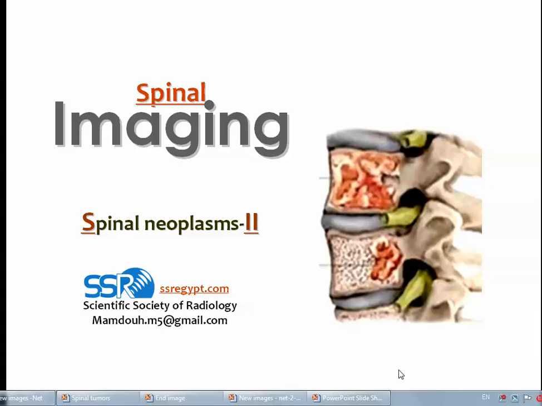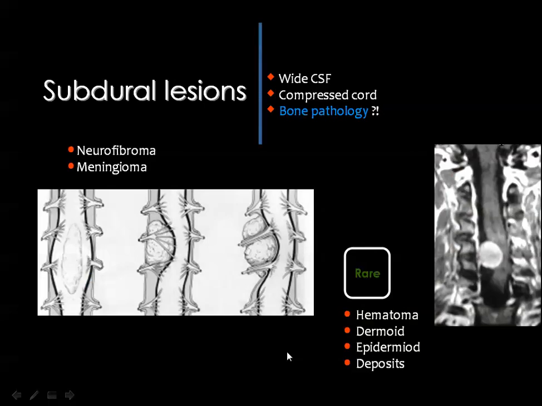Dear colleagues, we will continue inshallah the second part of this lecture about the spinal neoplasms. And you remember we have finished two items of this category. The first one was the bone tumors involving the vertebrae and the neural elements. Then we discussed the differential diagnosis of epidural pathology, and now we will continue with diagnosis of subdural lesions as well as the intramedullary lesions.